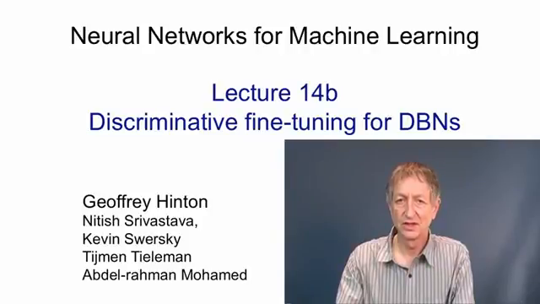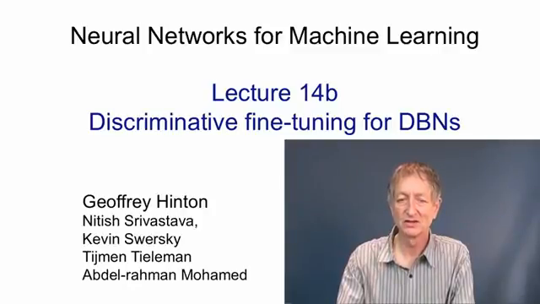In this video, I'm going to show how we can first learn a deep belief net by stacking up restricted Boltzmann machines, and then we can treat that as a deep neural net that we fine-tune discriminatively. So instead of fine-tuning it to be better at generation, as we did in the previous video, we're going to fine-tune it to be better at discriminating between classes. This works very well and led to a big renewal of interest in neural networks.